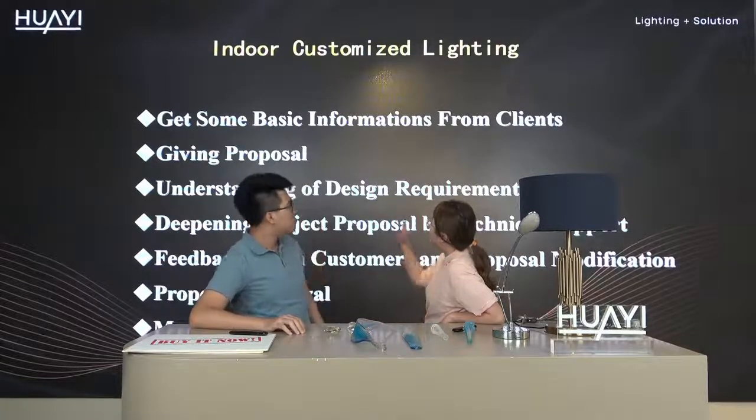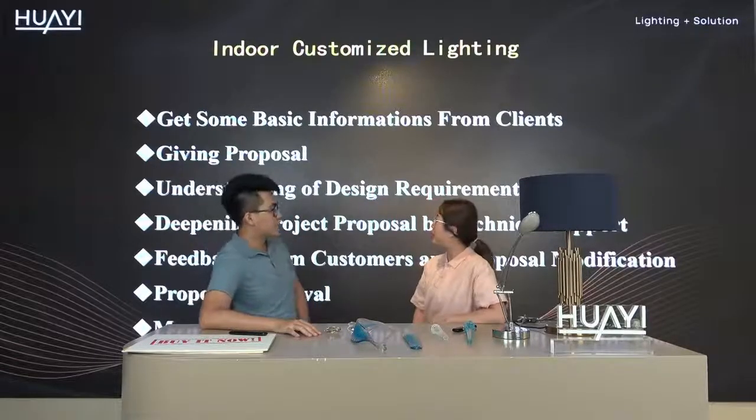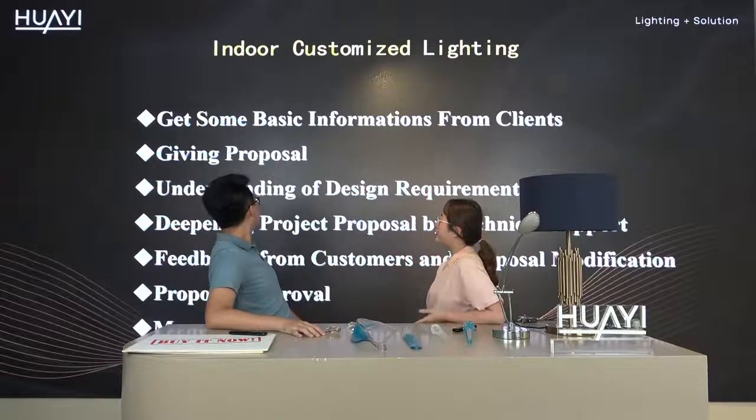Firstly, we will get some basic information from our clients: required dimensions, materials, and finish requirements. The most important thing is that we need high definition pictures, which show the specification and the details of the lamps our clients want. Second, we will give a proposal based on the pictures and the requirements.